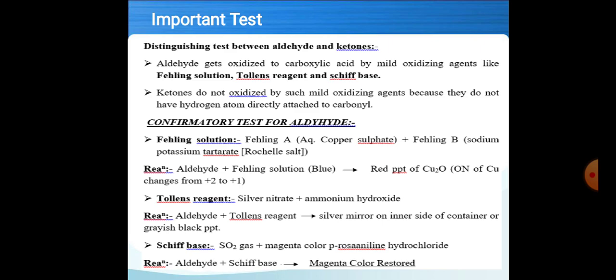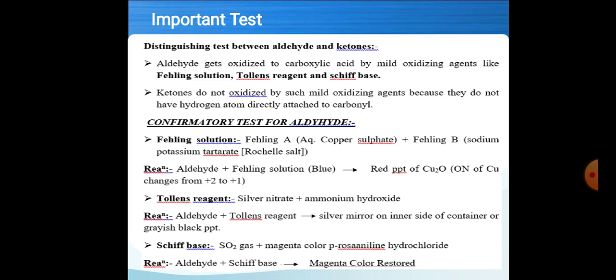Let us see one by one. Fehling solution. It is the mixture of Fehling A, means aqueous copper sulfate, and Fehling B, means sodium potassium tartarate, that is also called as Rochelle salt. When aldehyde reacts with Fehling solution, the color of Fehling solution is blue, then it is converted into a red precipitate of cuprous oxide. The oxidation number of copper changes from +2 to +1. The red ppt of cuprous oxide indicates presence of aldehyde.